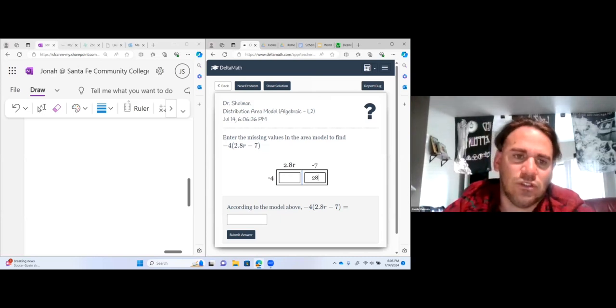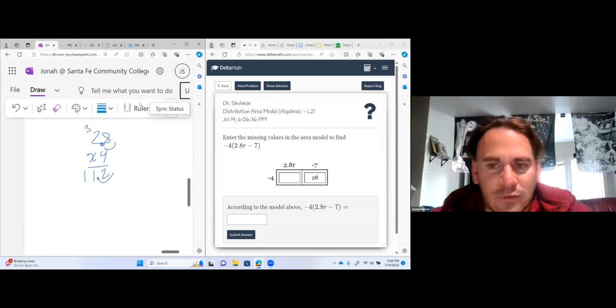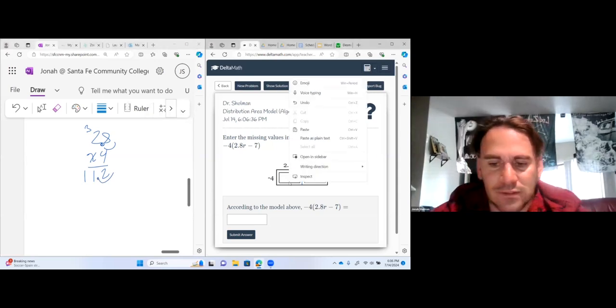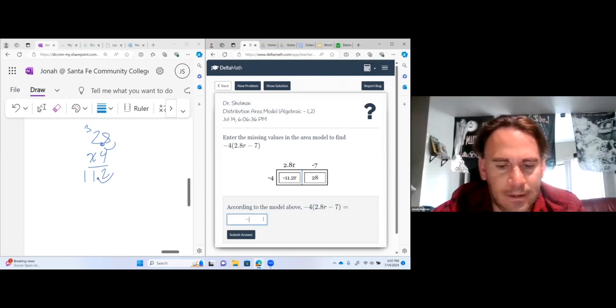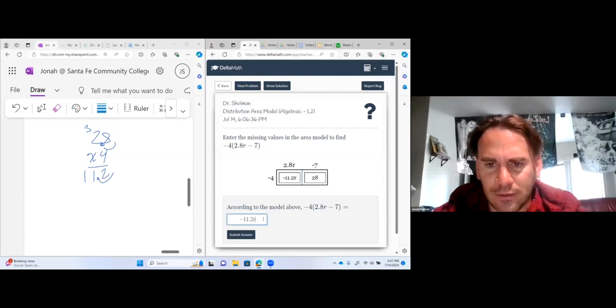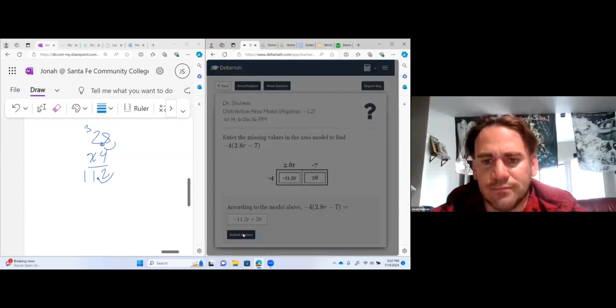Then for this one, I will just do 28 times 4. 4 times 8 is 32. 4 times 2 is 8, plus 3 is 11. We have one decimal. Let's bring it over. It's 11.2. Well, in our case, it's a negative 11.2r plus 28. This should be the right answer.